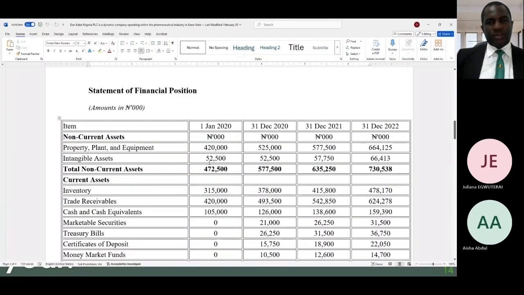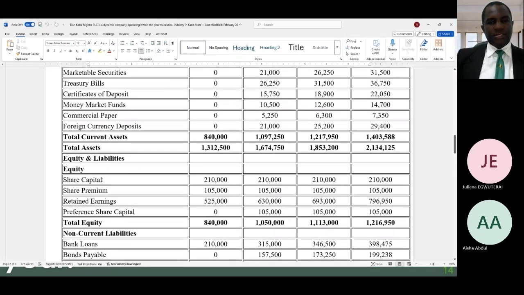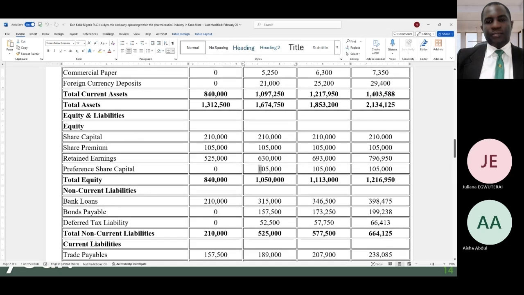So don't forget we are taking the ending. So let's take our preference. This is a debt. So don't forget, share capital is not a debt. It's owned by ordinary shares. Share premium, reserves. Share premium is almost the same as reserves. It's not a debt. Retained earnings is not a debt. It's the plowed back profit we kept into the company. So the only numerator we'll pick here is 105, and that will be preference share capital.